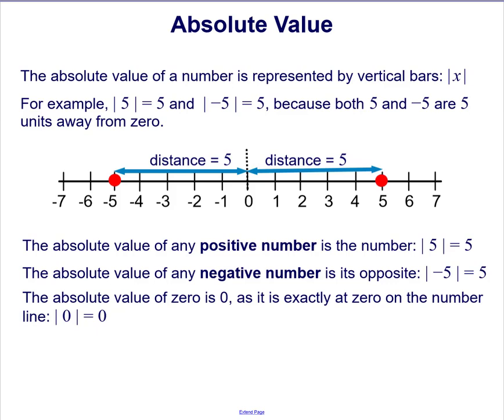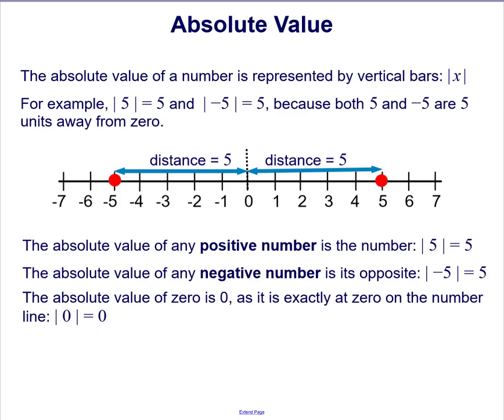For example, the absolute value of 5 is 5, and the absolute value of -5 is also 5, because both 5 and -5 are 5 units away from zero, as demonstrated on this number line. The absolute value of any positive number is the number. As we see here, the absolute value of 5 is 5.